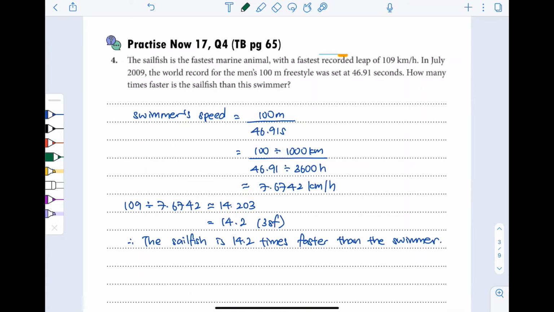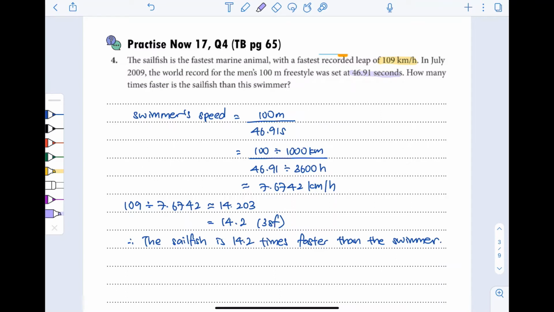Let's move on to question 4. In question 4, we are given that the sailfish, which is a type of marine animal, is the fastest with the fastest recorded leap of 109 km per hour. In July 2009, the world record for the men's 100-meter freestyle was set at 46.91 seconds. We want to find out how many times faster the sailfish is than the swimmer.